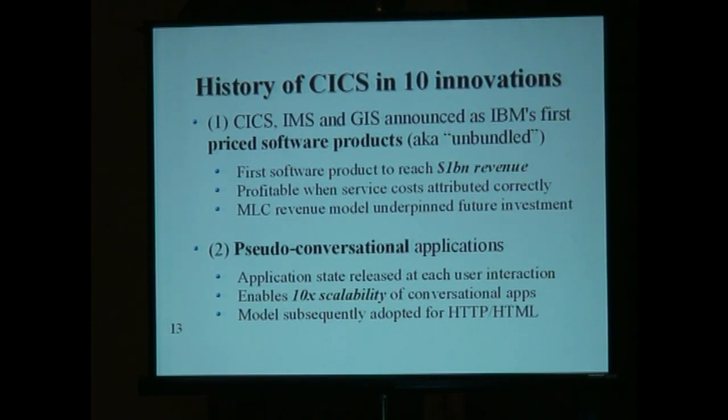And software that used that architecture would scale to 100 users. In the case of VM, it was several hundred users, but you couldn't go beyond that. Whereas with the pseudo-conversational architecture, you could scale to thousands of users concurrently being supported on a single server. So this was not only one of the absolutely critical foundations of CICS's success, but it has been much more widely used since. And it's really the foundation of why the web is successful.